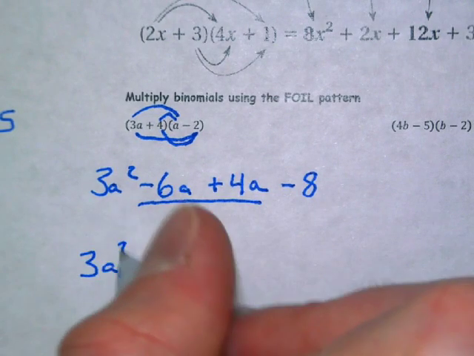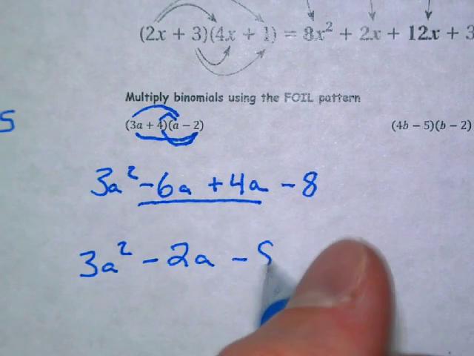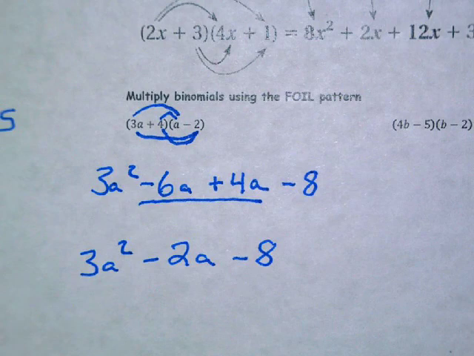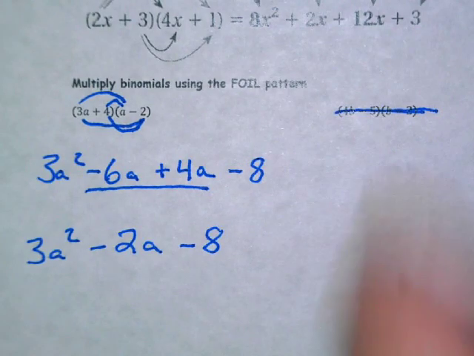Now, when you do FOIL, your like terms to combine are going to be these 2 right in the middle. So negative 6a plus 4a gives me negative 2a. So there's our answer. What you're really doing there is the box without the box drawn for you. That's all FOIL really is. It's just a different method.